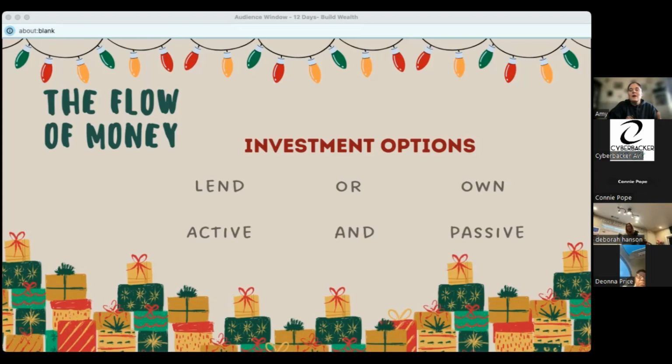And there's no wrong or right answer. Both lead to financial returns. Active investments tend to have a little higher risk, but also generally have a higher rate of return. Okay, any questions on investment options?